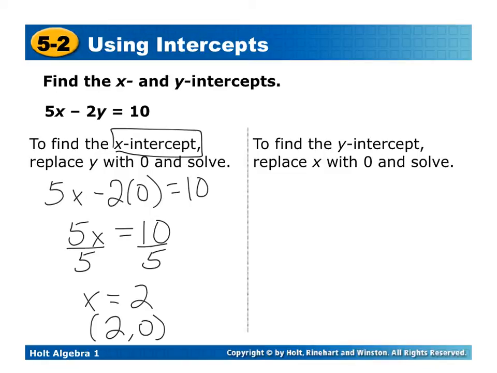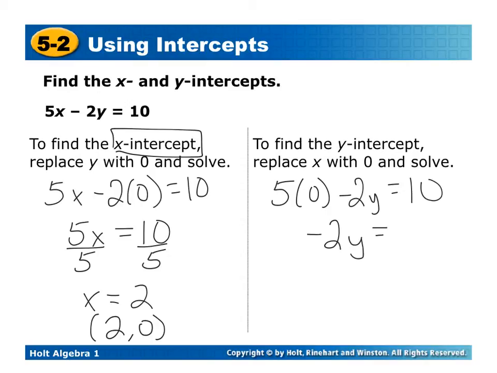Now I'm going to encourage you to pause the video and try to find the y-intercept by yourself and then check your work. So here it's going to be that same type of idea, except now I'm going to put 0 in for x. So it's 5 times 0 minus 2y is equal to 10. Once again, 5 times 0 is 0, so it becomes 0 minus 2y, or we leave it as negative 2y equals 10. I'm going to divide both sides by negative 2 to isolate the variable. So y is going to equal negative 5.